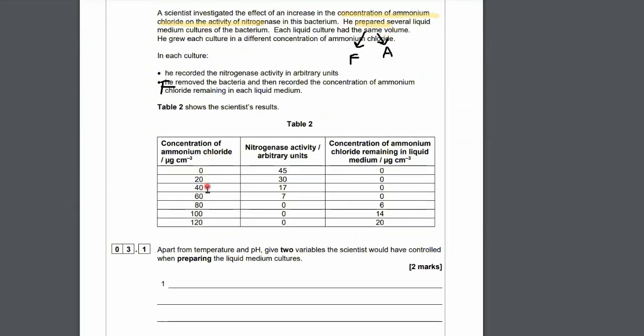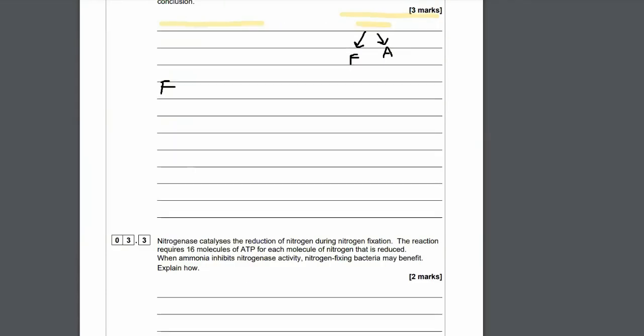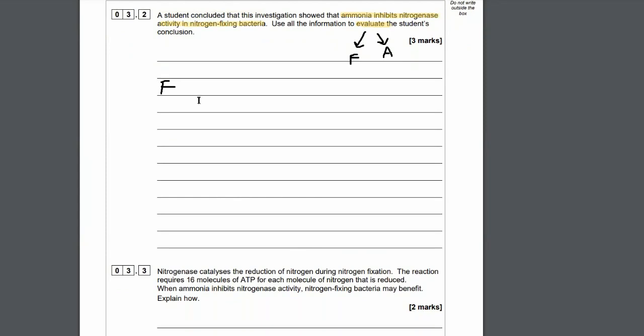So we can see here, as the ammonium concentration increased, what happened to the enzyme nitrogenase? Well, the activity decreased. So straight away, that is a point. And also, as the concentration of the ammonium chloride remaining in the liquid increased, which means the nitrogenase is not breaking it down. So we have 2 evidence points for, which will score us 2 marks, and then we can just come up with 1 against.